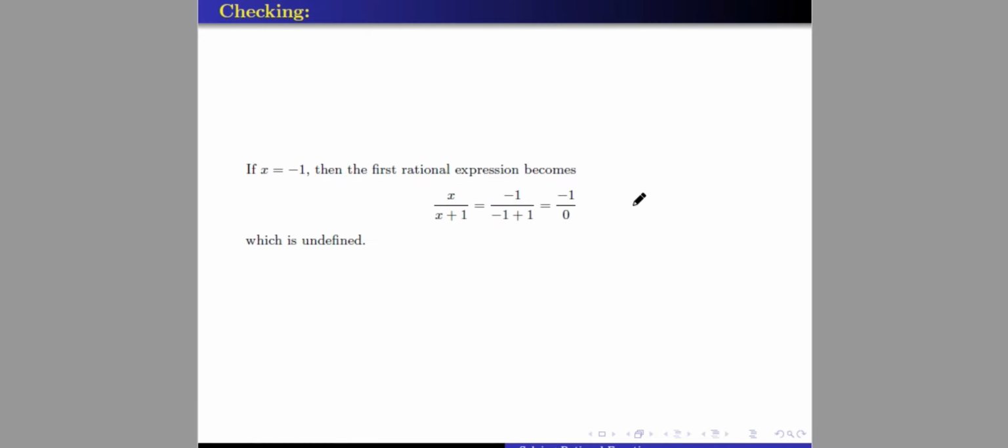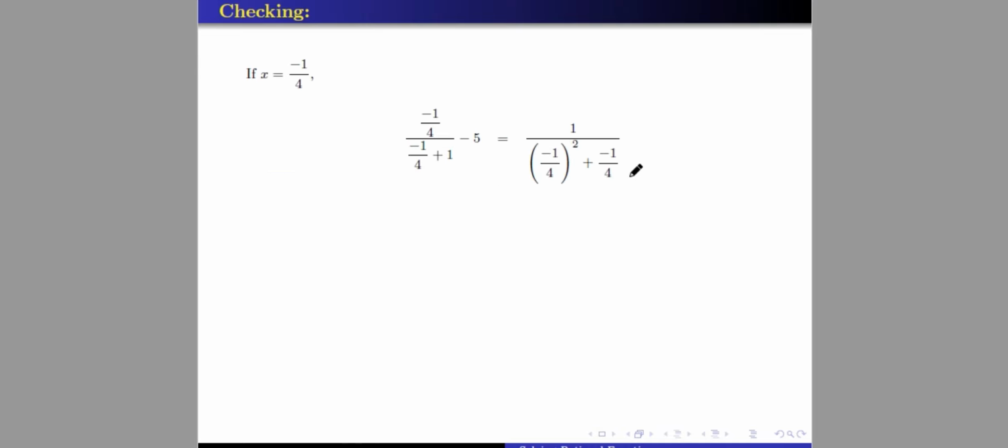So if x is equal to negative 1, take note that one of the rational expressions looks like this. But if we substitute negative 1, we'll have negative 1 over 0, which is undefined. So this can't be a solution. We will not accept this as a solution because one of the rational expressions becomes undefined. So we cannot compute something. Now what if x is equal to negative 1/4?